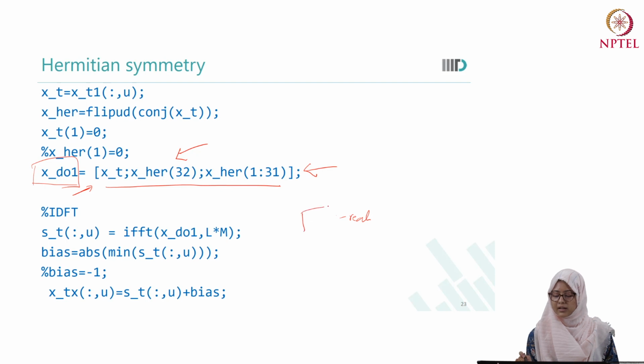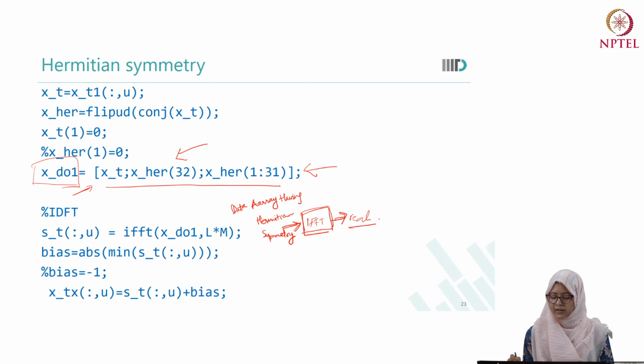And if the data is Hermitian symmetric, okay, let me just write it. You all may know this from lecture notes. A data array having Hermitian symmetry, if it is input to the IFFT block, then we get real data. So one of the problems is solved.